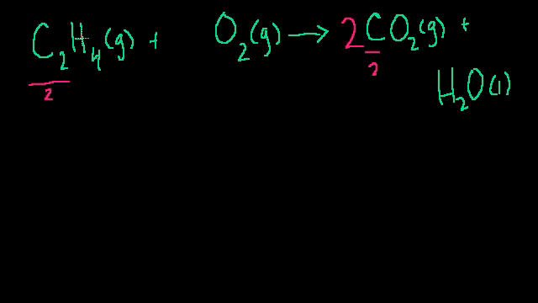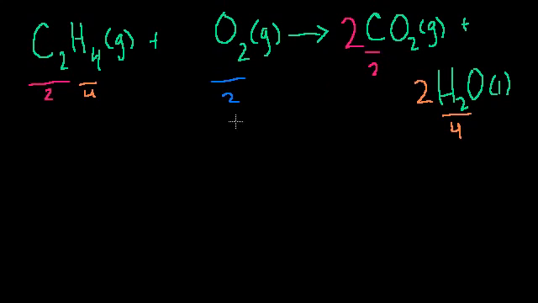So on this side of the equation, I have 4 hydrogen atoms. How many hydrogen atoms do I have on this side of the equation? Let's see. So I have 4 hydrogen atoms here. How many do I have on this side? Well, I have 2 hydrogen atoms right there. So I want to have 4 on both sides, so let me put a 2 in front of the water. So now I have 4 hydrogen atoms. Cool.